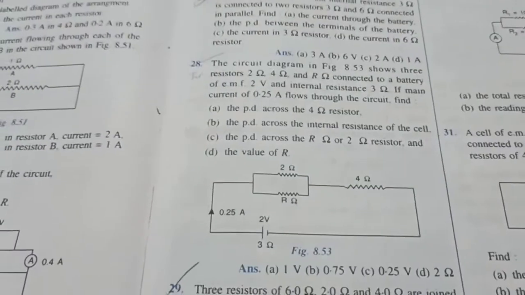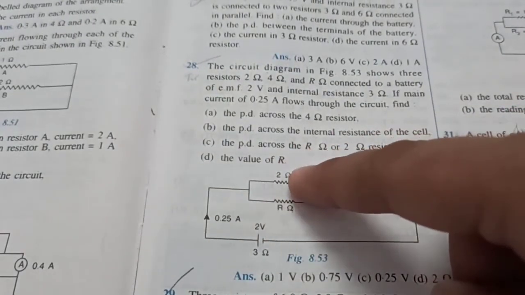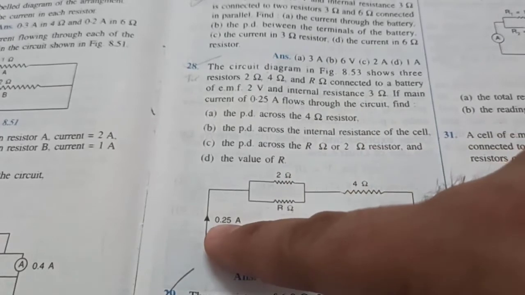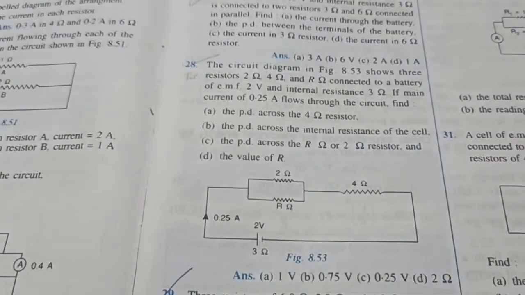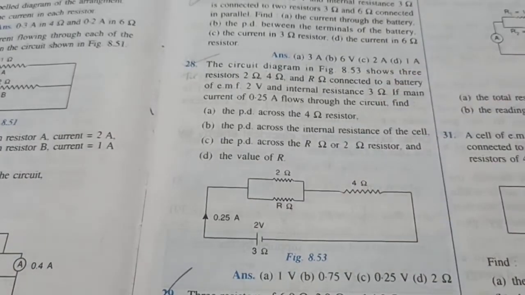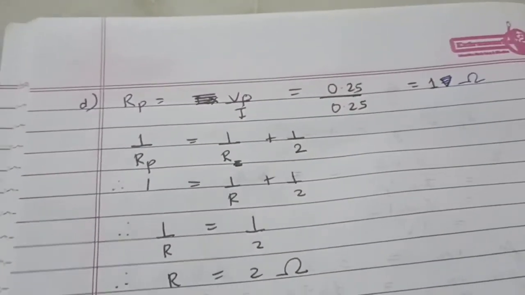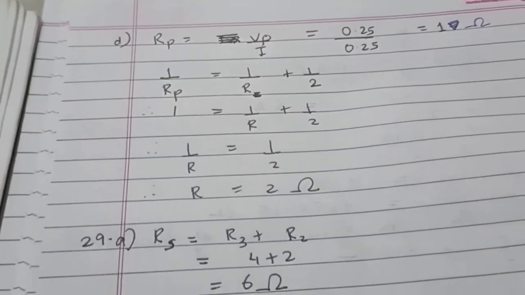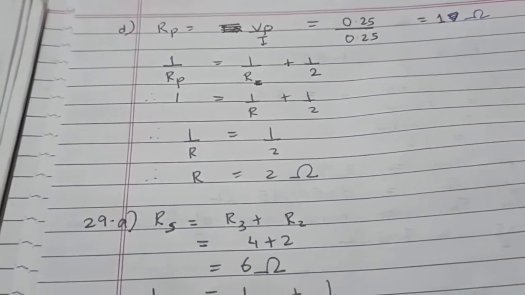Remember, since we are talking about total resistance and total voltage here, we have to involve total current, which is 0.25 ampere here. So it seems that the resistance is 1 ohm. The total resistance out here is 1 ohm. And then we just use the formula 1 upon Rp is equal to 1 upon R plus 1 upon 2. We get the value of R, which is 2 ohms. So that was an important sum.